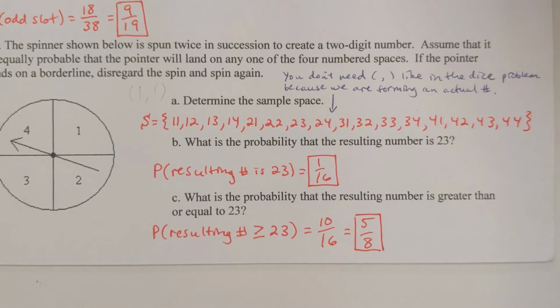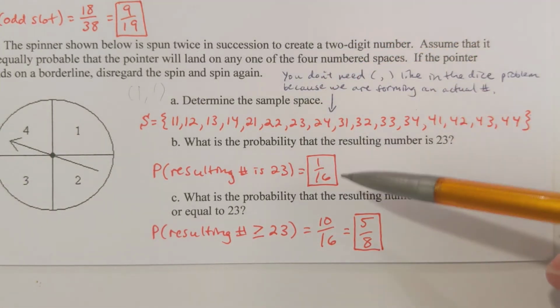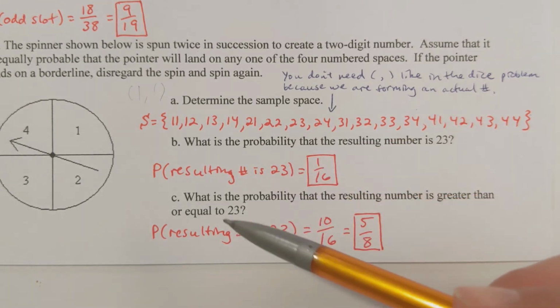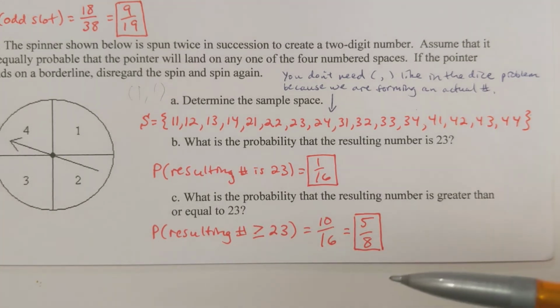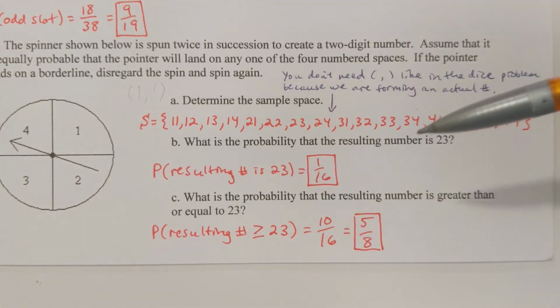Part B, what is the probability that the resulting number is 23? Okay, well, out of all 16 of these numbers listed, only one of them is the number 23. And by the way, I'm writing the event next to the probability sign. So I commented that in the last video, how you always include the event next to the probability sign. So don't just write P equals or anything like that, okay? And sometimes we have to write out in words what we're computing.